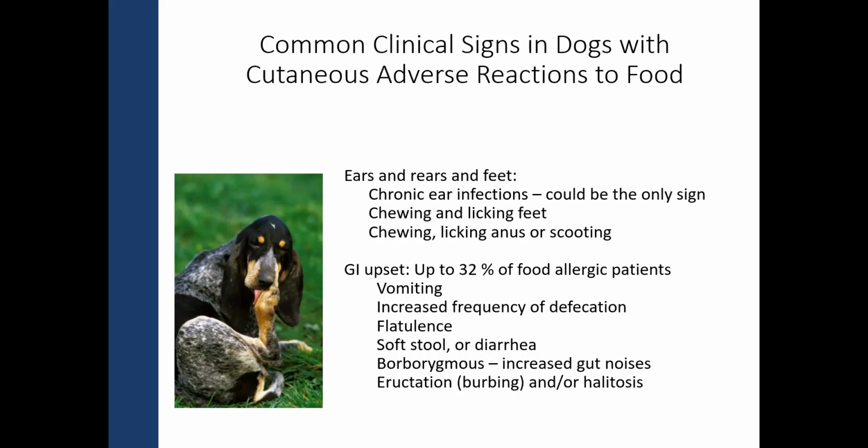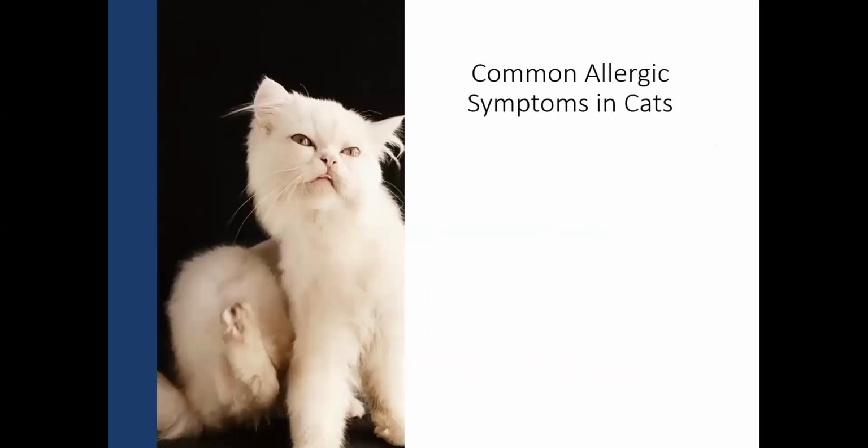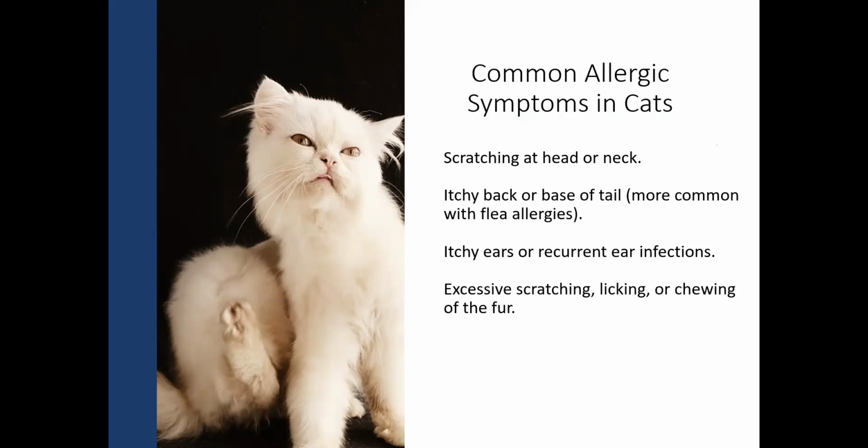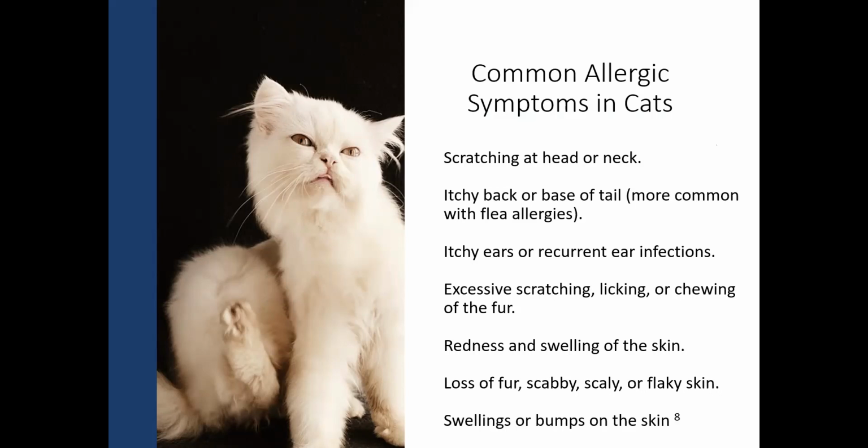Might see burping or halitosis, different than common allergic symptoms in cats. In cats, we typically see scratching at the head or neck, an itchy back or base of tail. This is more common with flea allergies, itchy ears or recurrent ear infections, and excessive scratching, licking, or chewing of the fur. We can see redness and swelling of the skin, loss of fur, scabby, scaly, or flaky skin. We could also see swellings or bumps on the skin.